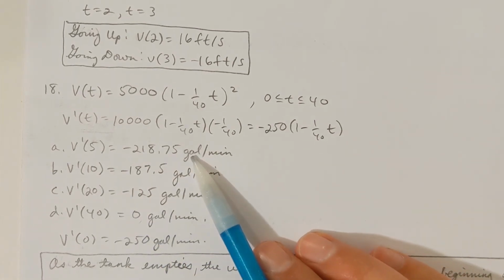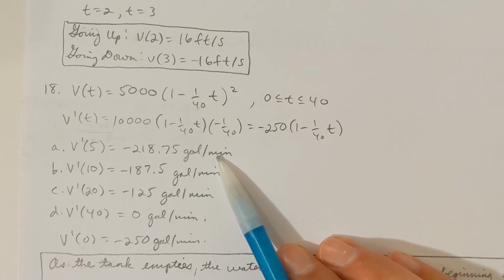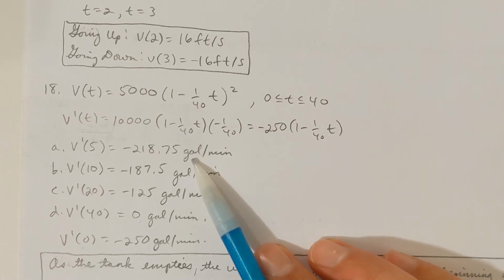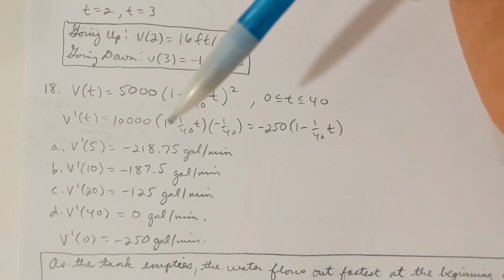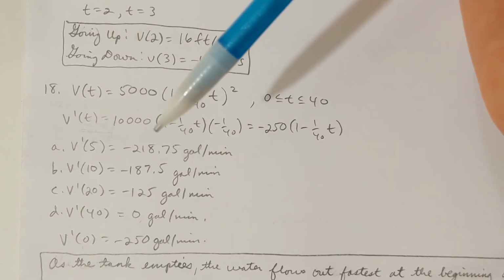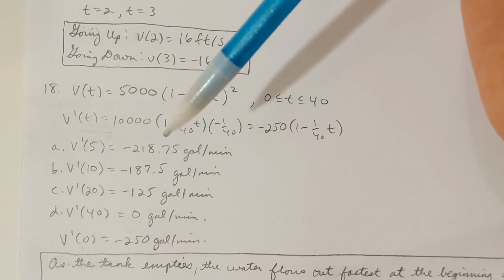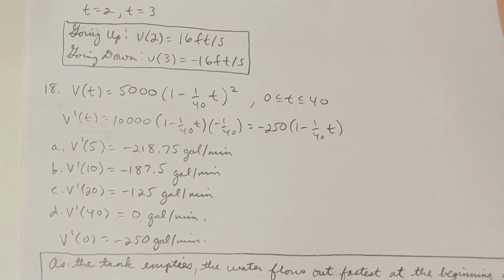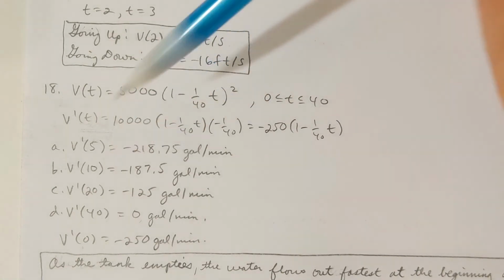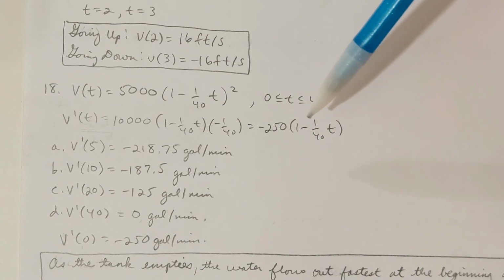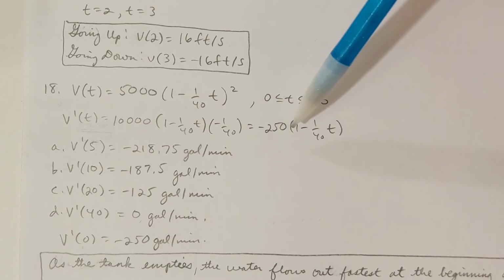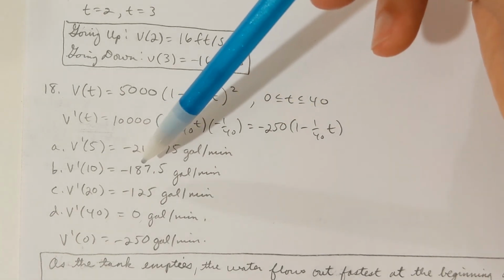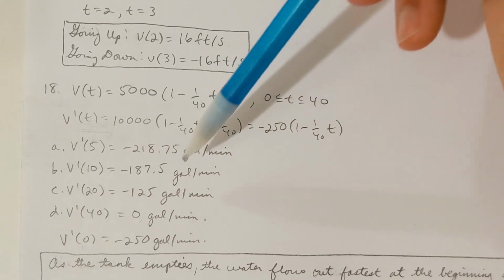You're looking at how the volume is changing over time. The volume is given in gallons. The time is in minutes. Okay, so at 5 minutes, the rate is changing at negative 218.75 gallons per minute. Okay, how is it changing at 10 minutes? Well, if I plug in 10, 10 over 40 is 1/4. 1 minus 1/4 is 3/4. Negative 250 times 3/4, that'd be negative 187.5 gallons per minute.